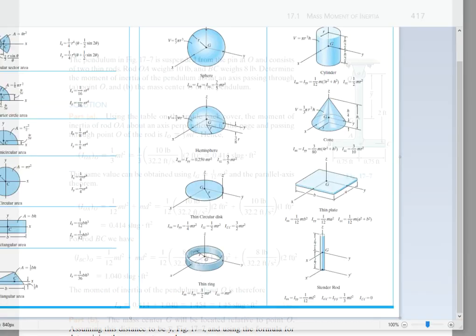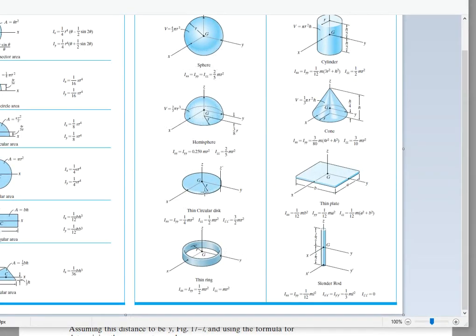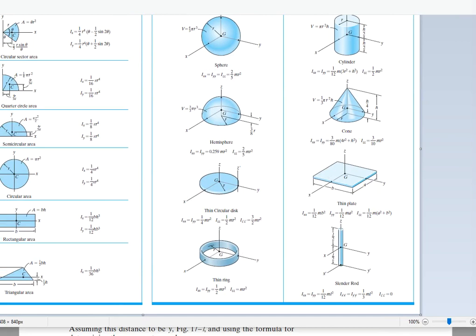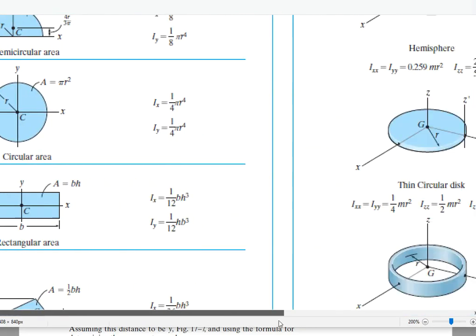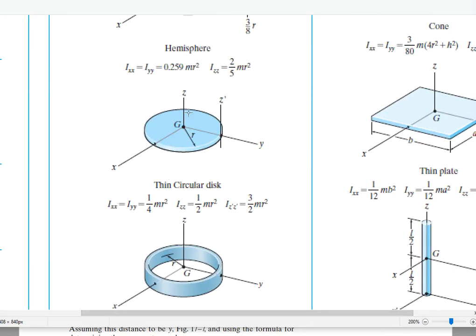And we have, again, the equations for the thin circular disk here. If I zoom in, about the z-axis, it's going to be 1 over 2 mr squared. There's also a value given if rotation happens about a point on the periphery, but we should be able to calculate this. 3 over 2 mr squared is nothing but 1 over 2 mr squared plus r squared times m. Remember the parallel axis theorem.